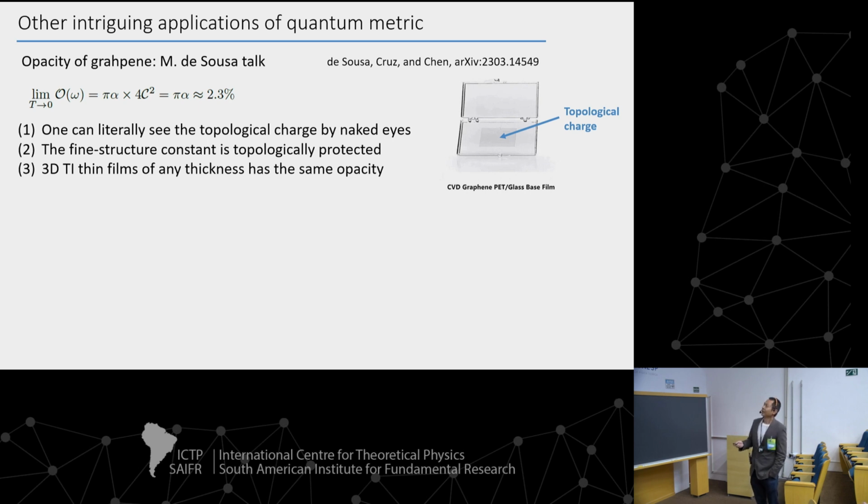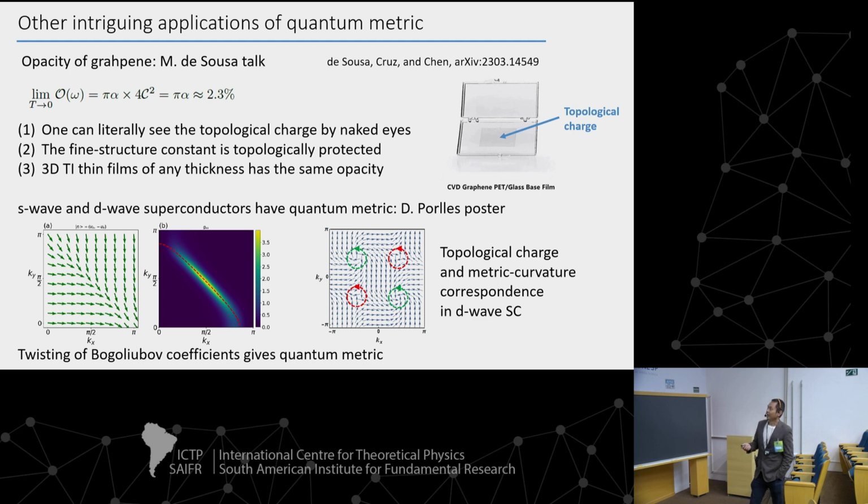Yeah. And then we also discovered that S-wave and D-wave superconductors, the quasi-host states of these S-wave and D-wave superconductors actually have quantum metric too. And for this, I refer you to David Porter's poster on Thursday. Yeah. So what we are saying is very interesting.